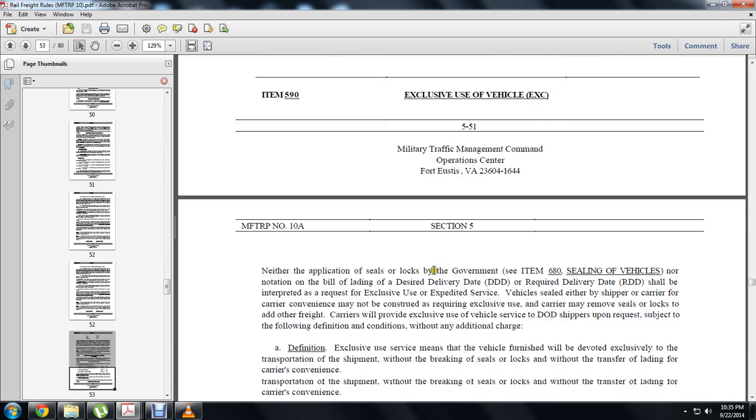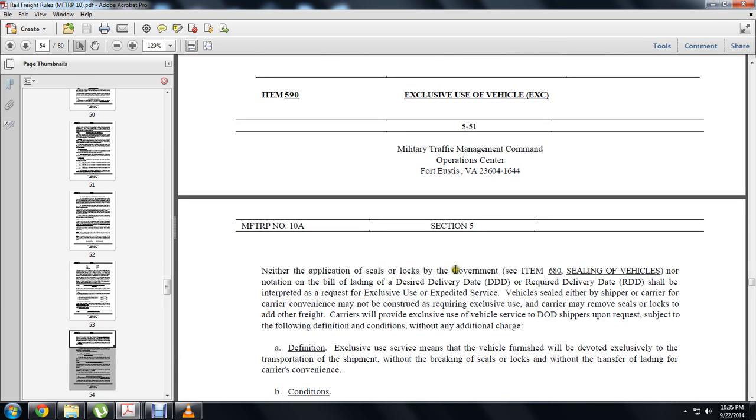and the detention of the vehicles. Neither the application of seals or the lack of the government item, the sealing of the vehicles, nor notion of the billing of the landing desired delivery date of the required delivery date (RDD) shall be permitted in the request of exclusive use of expedited services vehicles sealed either by shippers and carriers. The convenience shall be construed as requiring exclusive and carrier removal of seals and locks of added other freight.